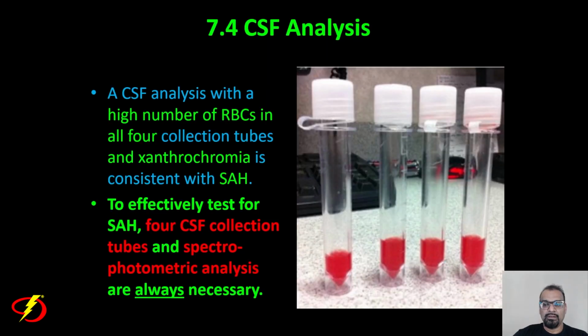So, cerebrospinal fluid analysis with a high number of red blood cells and xanthochromia in all 4 tubes is consistent with subarachnoid hemorrhage. To effectively test for subarachnoid hemorrhage, 4 CSF collection tubes and spectrophotometric analysis are always necessary. Why is spectrophotometric analysis always necessary? Well, look at these. How are you going to tell if these have xanthochromia with visual inspection? You can't. You need spectrophotometric analysis to determine the presence of xanthochromia.